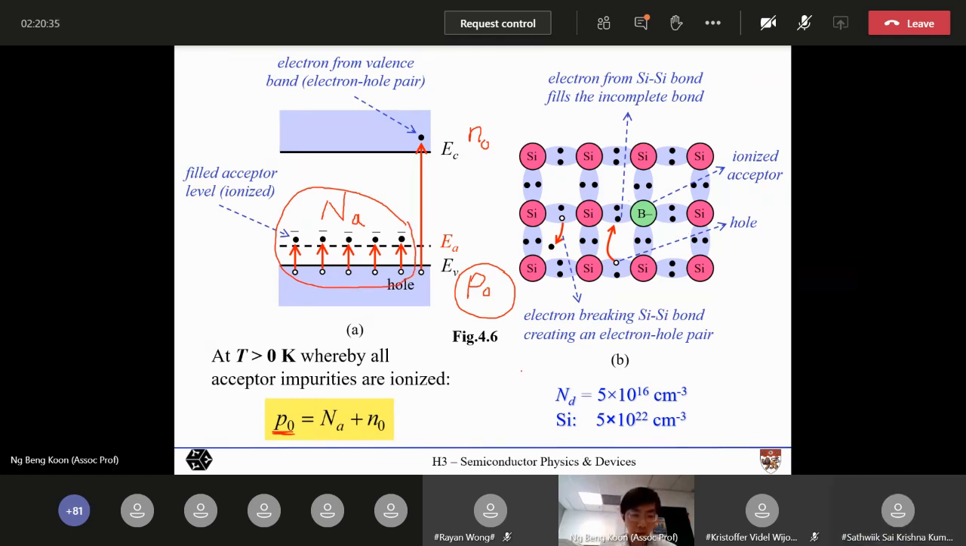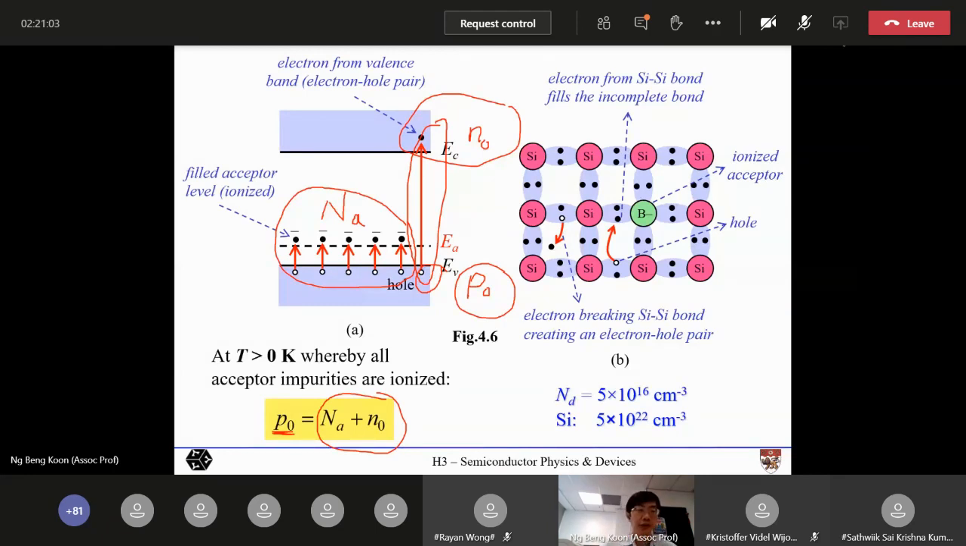Okay, so that's one source plus the intrinsic band-to-band generation, right? This gives you one electron and one hole each. If you have n number of electrons, it means that you have n number of holes that will be created based on this band-to-band transition. Okay, so if we add that to Na, it tells you how many holes there are in total. Okay, that's your charge neutrality equation.